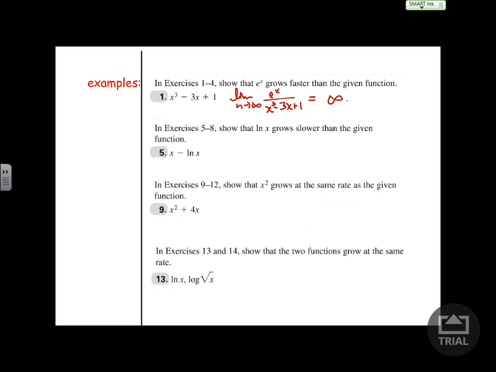And number 5, show that ln grows slower. Just for sake of keeping it the same, we could do ln of x over x minus ln of x. Now this one might be a little bit more interesting. Because if you look at x minus ln of x, you might be like, oh, of course that's 0. Okay, you're cheating now. How would we solve this? We'd have infinity over infinity minus infinity. Uh-oh, we have 2 indeterminates. It's very indeterminate. So question, what are we going to do?